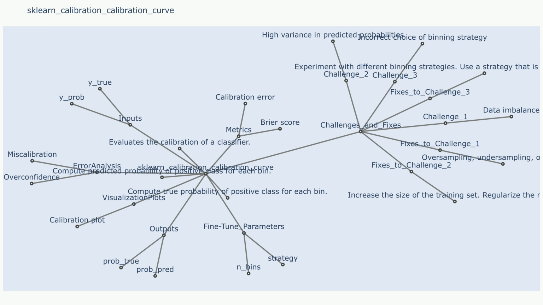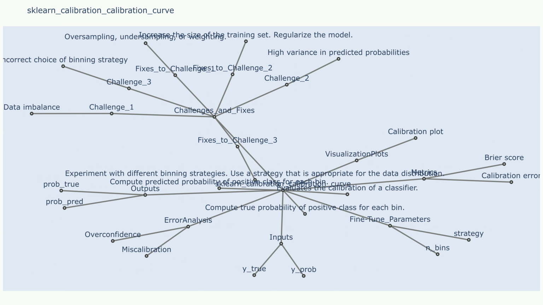Outputs. prob_true. This is a 1D array containing the average true probabilities for each bin. These represent the actual observed probabilities of positive samples within each bin. prob_pred. This is a 1D array containing the average predicted probabilities for each bin. This represents the average probability assigned by the model to samples falling within that bin. Bin edges. This is a 1D array containing the bin edges, which define the boundaries between the bins used to create the calibration curve.